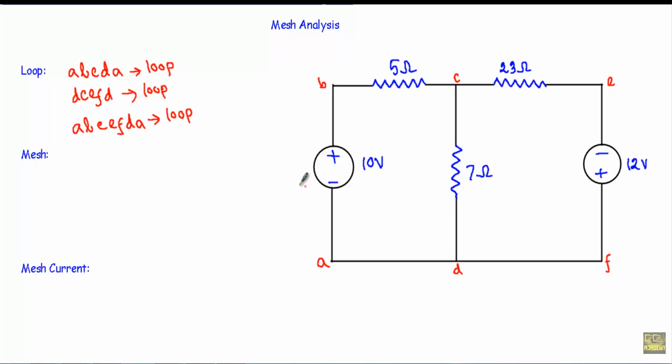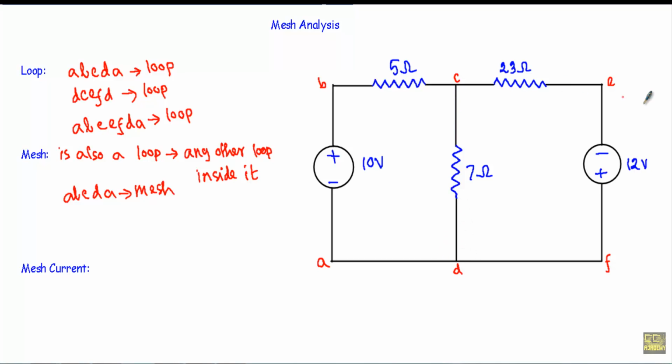Now what is mesh? Mesh is also a loop. But this mesh has a speciality, it will not contain any other loop inside it. See, if I move along this loop, A B C D A, this is a loop and this is also a mesh, because in this loop we don't have any other loop, so this will be a mesh. Or if I move like this, D C E F D, this will also form a mesh.